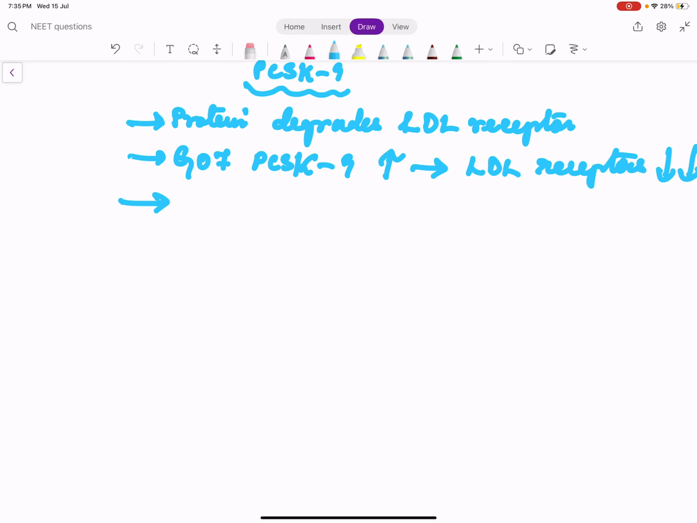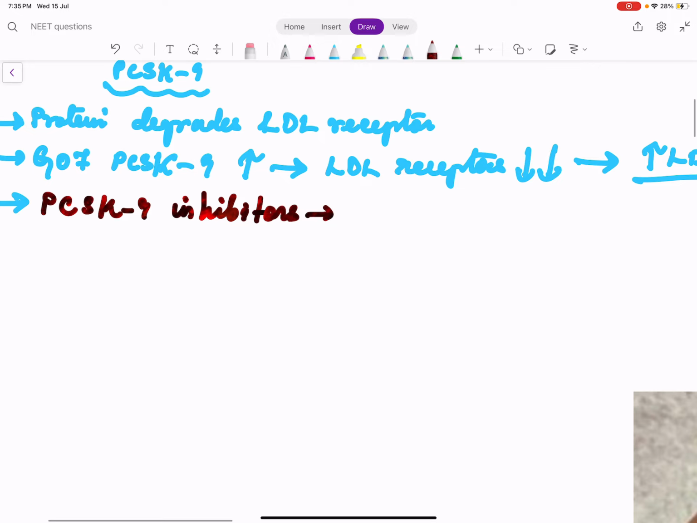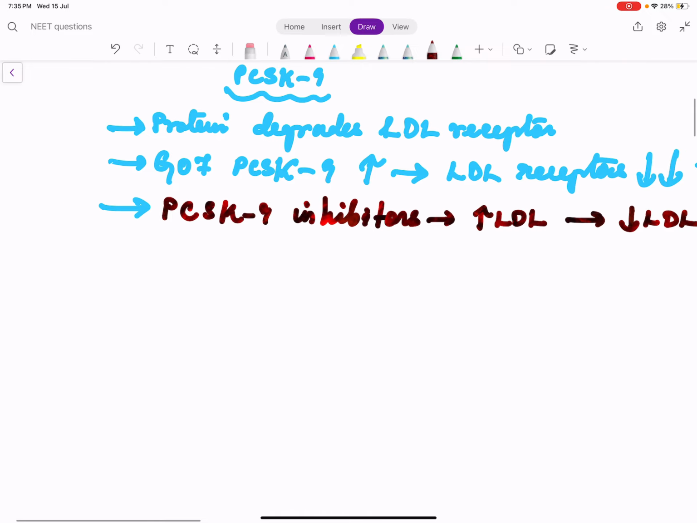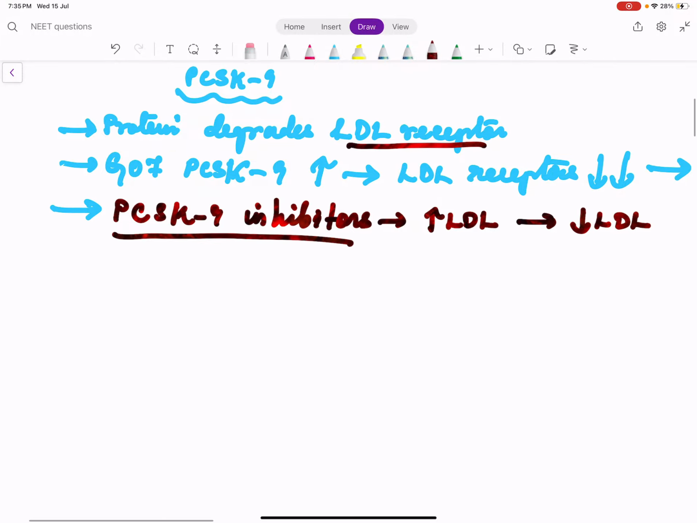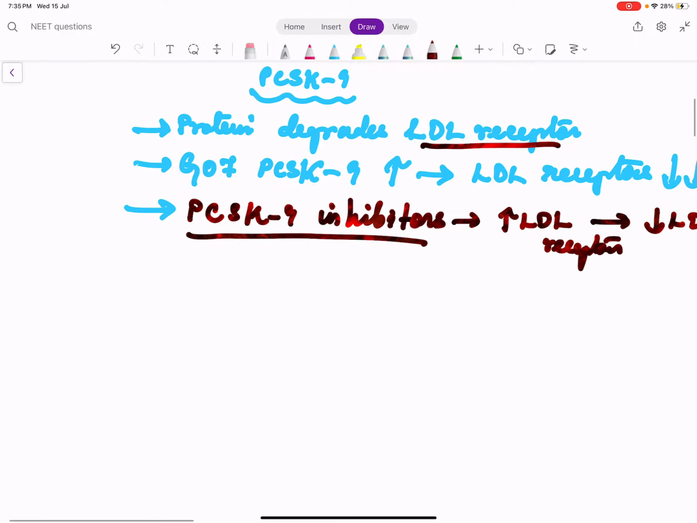Now why is this very important? Because of therapeutic implications. We have a category of drugs called PCSK9 inhibitors. They are drugs which, when given, reduce degradation of LDL receptors. So LDL receptors increase. So it takes up more LDL from the peripheral blood and deposits it in the liver. So PCSK9 degrades LDL receptor in liver. PCSK9 inhibitors prevent the degradation and increase LDL receptors. Hence they reduce LDL in the blood.